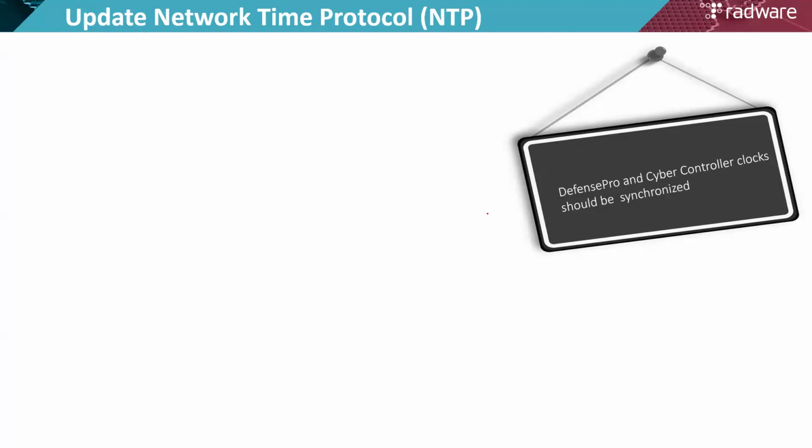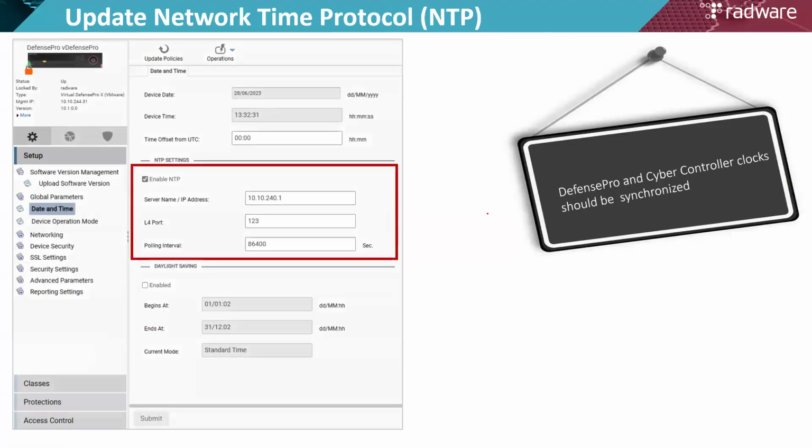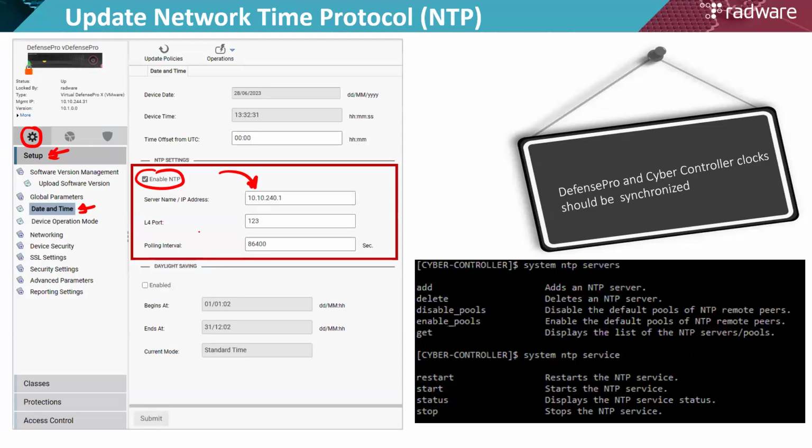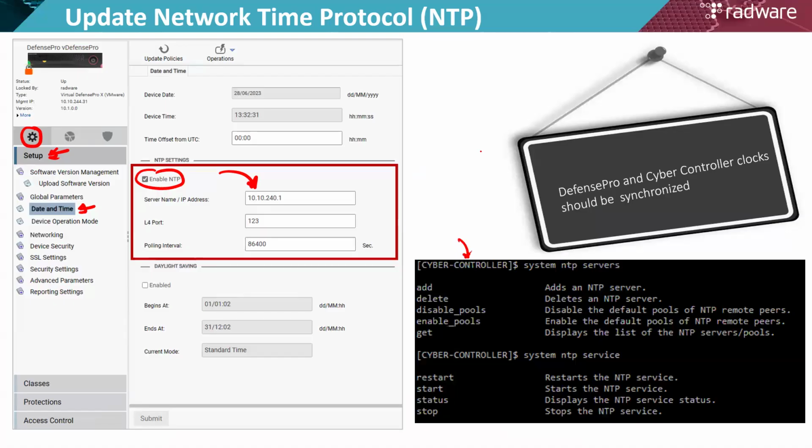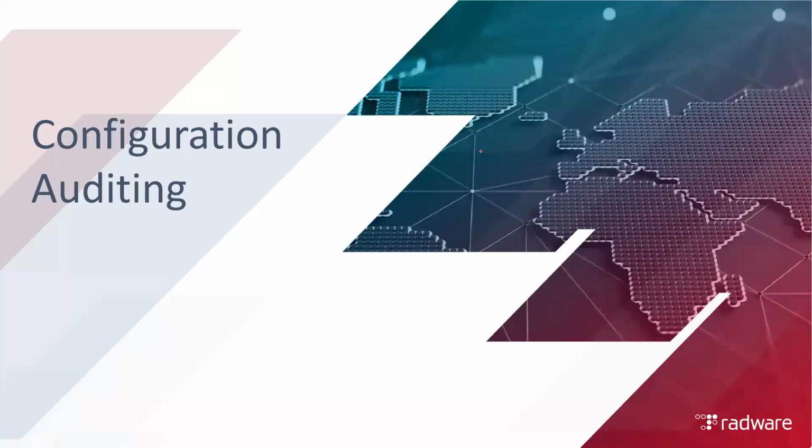Next is updating network time protocol. DefensePro and Cyber Controller clocks should be synchronized, and this is done by enabling the network time protocol, which is configurable via DefensePro page, setup, date and time. Here you can enable the NTP and provide the NTP server address. So this is simple. Same you can configure via Cyber Controller console connection as well. And I guess you're doing this in the labs as well. So do perform this practical when you're performing the lab part.